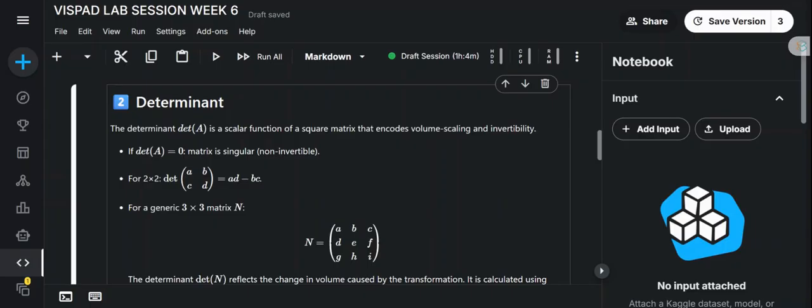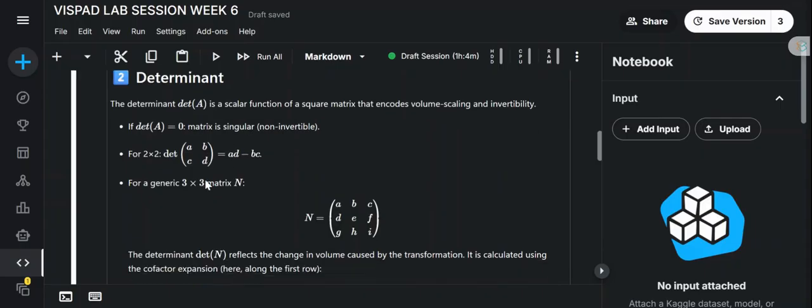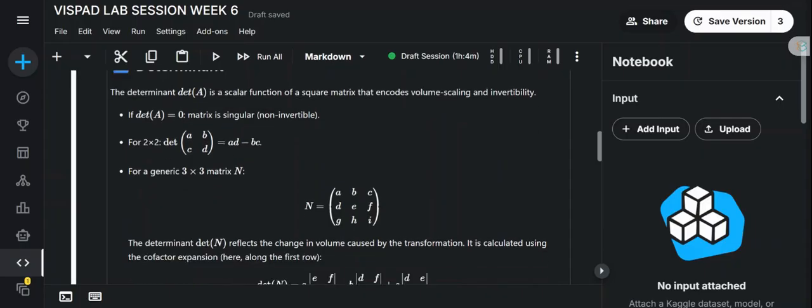And if another matrix has a determinant that is not equal to zero, then that square matrix has an inverse. Okay, so how do we find the determinant of a simple 2 by 2 matrix? This is simply done this way. As I said, it is the difference between the product of the major diagonal and the product of the minor diagonal. That is, in this case, AD minus BC.